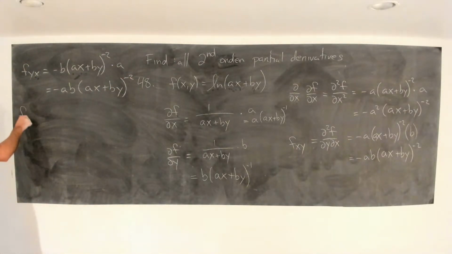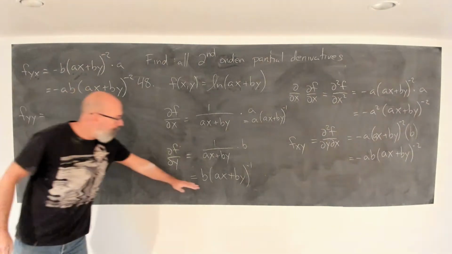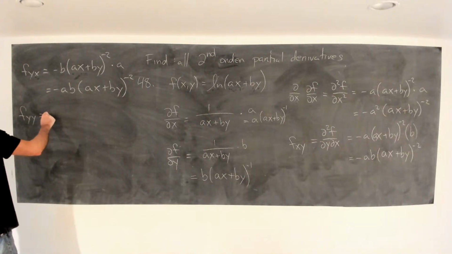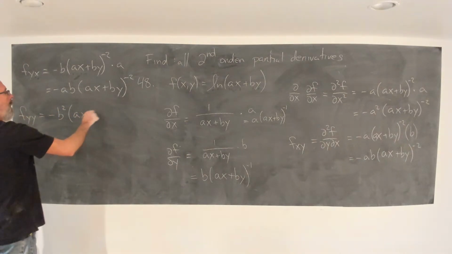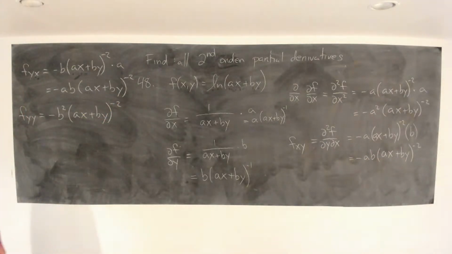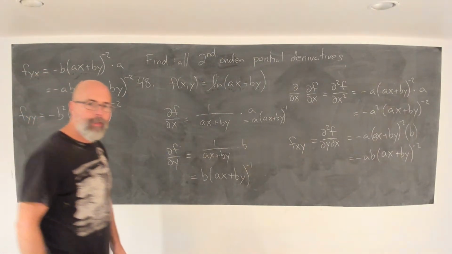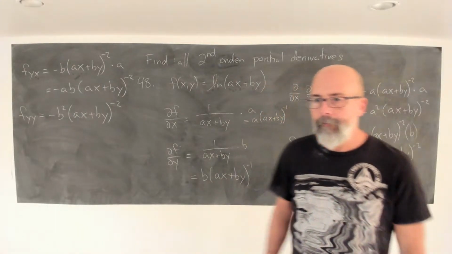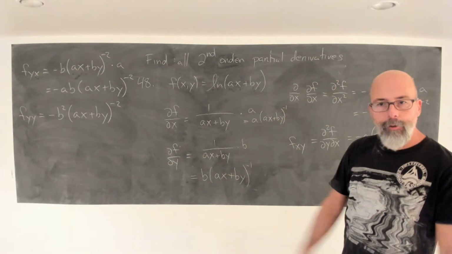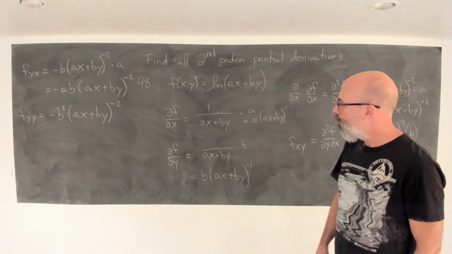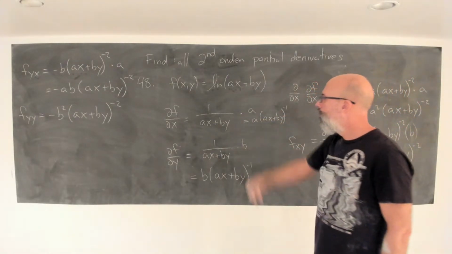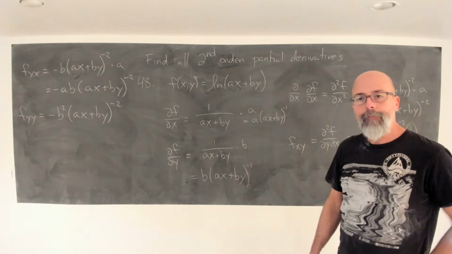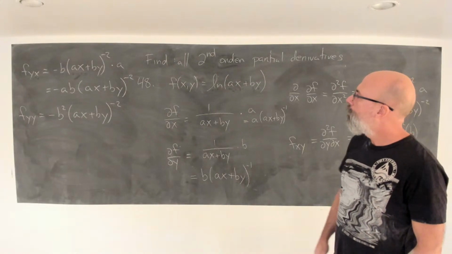And finally, f of yy, or the derivative of this with respect to y. I think you see what's going to happen, right? Minus b squared (ax plus by) to the negative 2. How are we doing there? Questions? Anybody? Second derivatives or higher derivatives shouldn't be a cause for concern. You're just differentiating the derivatives. Nothing too hard is going on.